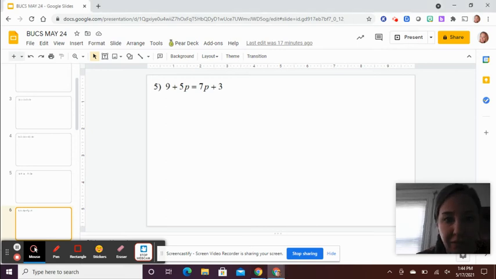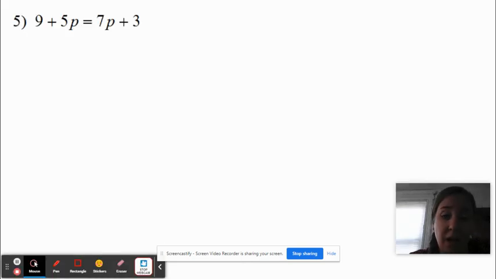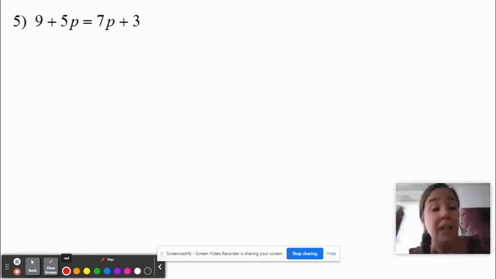Okay, 5 through 8. So we're looking at question 5. Still, there are no like terms that we need to combine, so that makes things nice. Okay. Let's get our variables to the left.